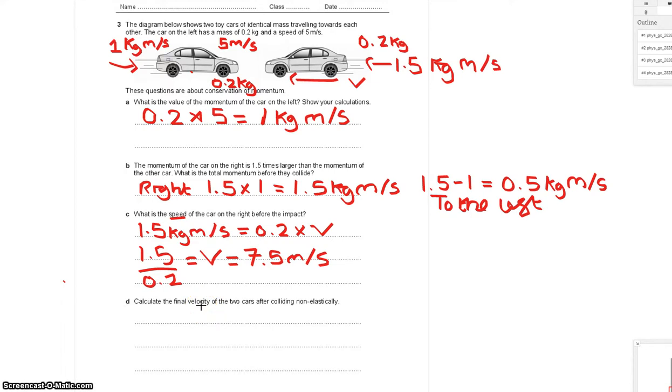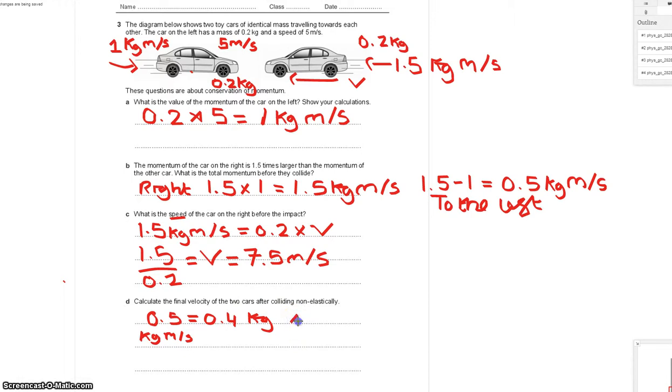Okay, so then it says calculate the final velocity of the two cars after colliding non-elastically. Well, we know that the momentum of the two cars after they have collided non-elastically is this 0.5 kilogram meters per second going to the left. So we know both cars are going to travel to the left with some velocity v that we need to find. So we have here 0.5, which is my momentum, is going to equal the two masses together, so 0.4, and that's kilograms. I've just left off my units, which is not very good practice. Let's correct that up there.